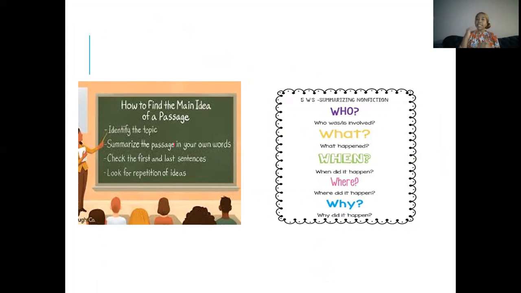Check the first and last sentences. Oftentimes your main idea will be there. However, that's not always true. Remember, sometimes we have to infer. And look for the repetition of ideas, things that are said over and over. When I summarize, remember my 5 W's: who was involved, what happened, when did it happen, where did it happen, and why did it happen. If I'm able to answer those things, I have summarized a nonfiction text.